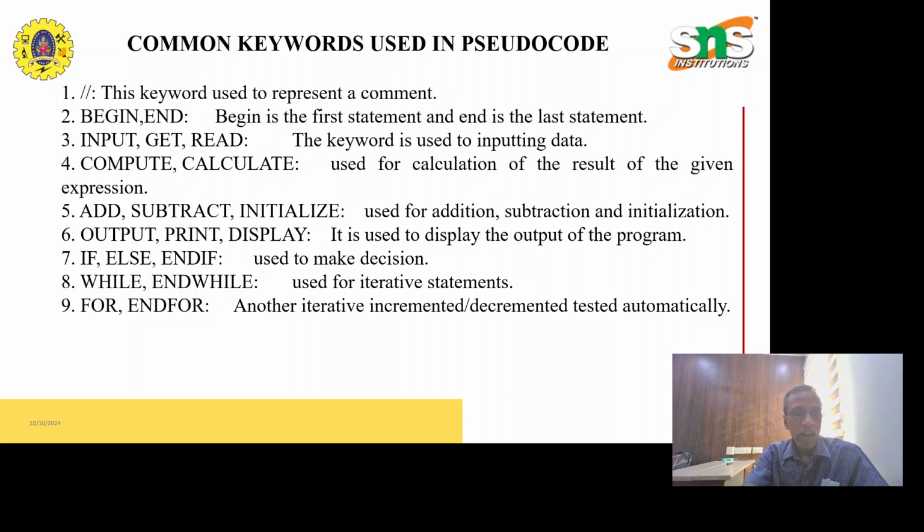If, else and end if, used to make a decision. If the condition is satisfied, else we go for another statement, end if for the final statement. While and end while, used for iterative statements. It may be executed only once and then the loop comes out of the statement. For and end for, another iterative statement, where increment and decrement are tested automatically. So here we have 2 iterative statements: while and end while, and for and end for.